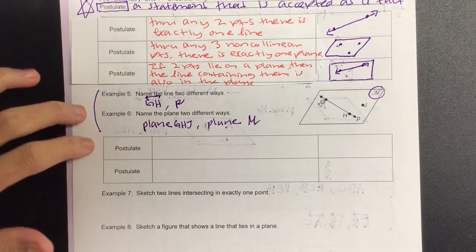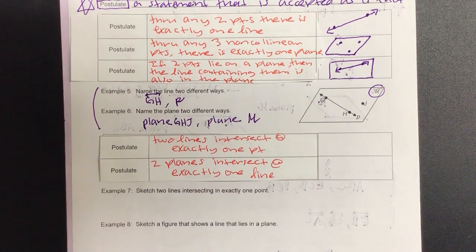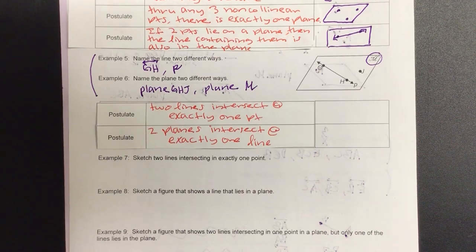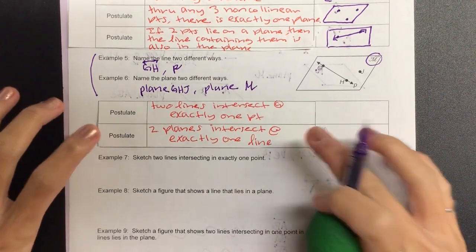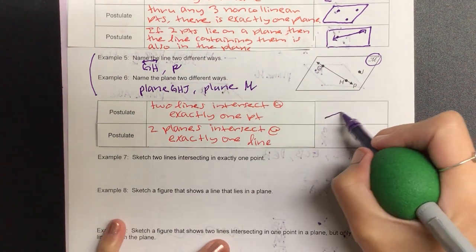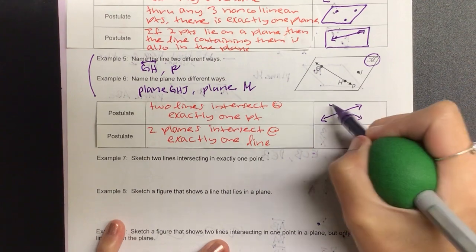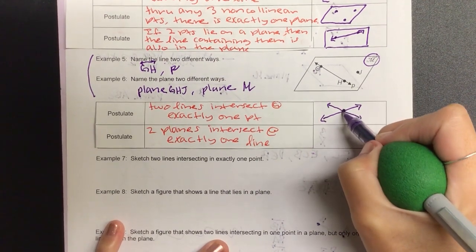Okay, let's write the first postulate. Wait on the second one. And it says, 2 lines intersect at exactly 1 point. This is kind of like systems of equations last year in Algebra 2 when you were looking for solutions with X and Y. So let's draw line 1. Line 2, that intersects. There's exactly that 1 point, that point right there.